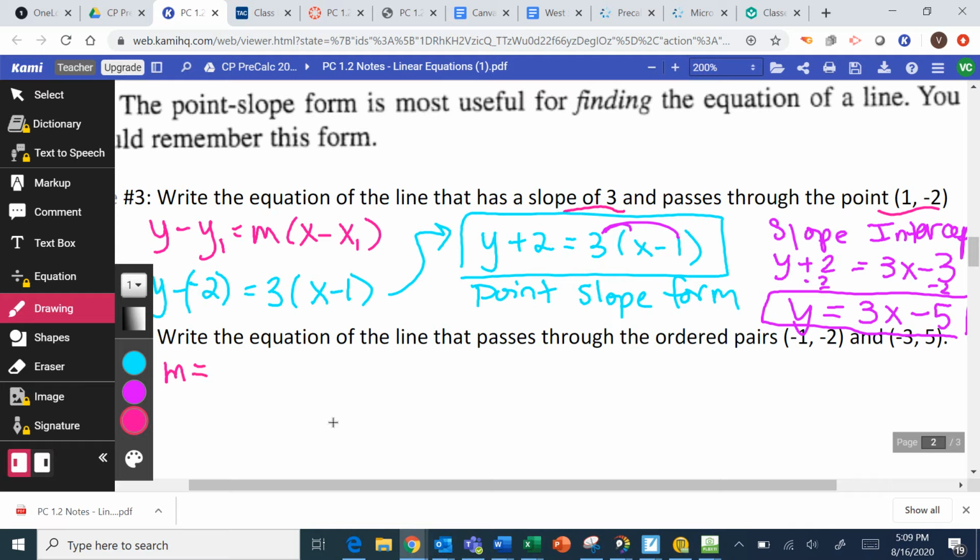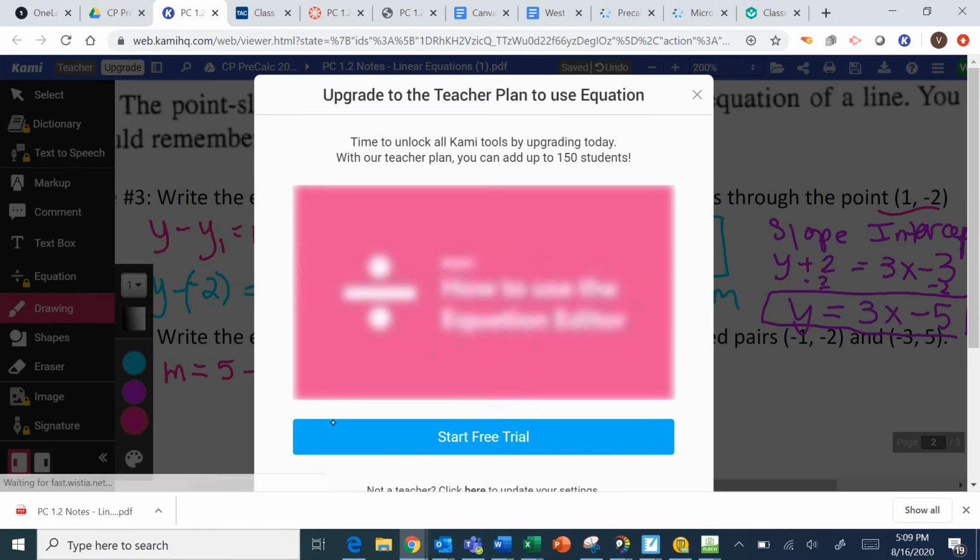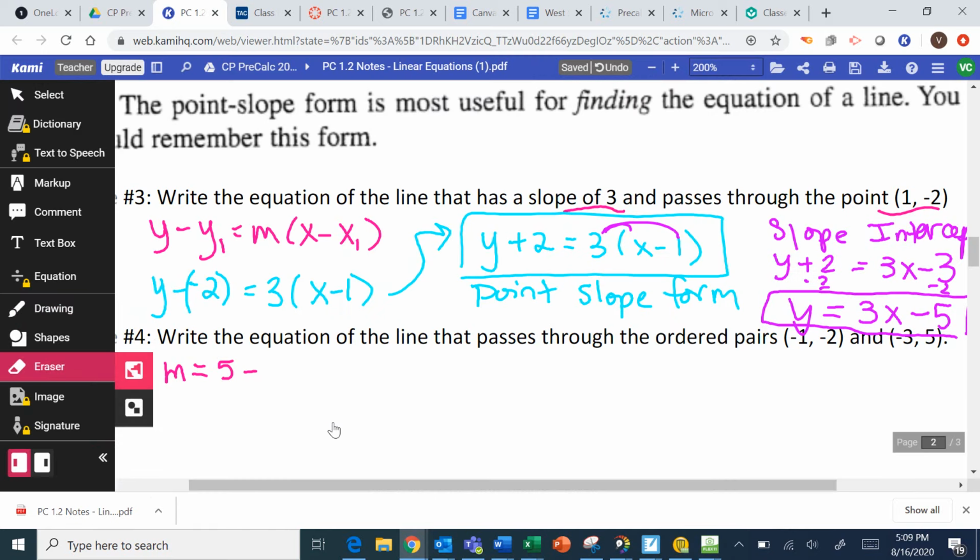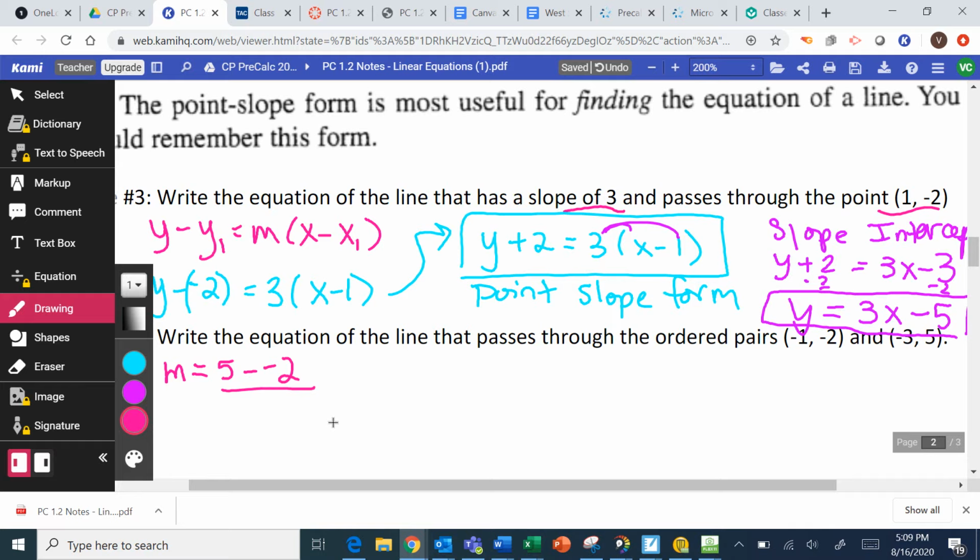So we'll do 5 minus, I can't see if that's a 5 or a negative 5, one moment. Oh, just positive 5, okay. 5 minus negative 2 over negative 3 minus negative 1. We'll simplify that and we get 7 over negative 2, so negative 7 halves. All right, so now we have the slope.